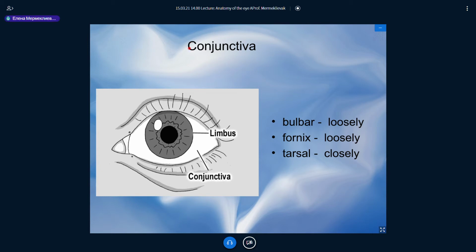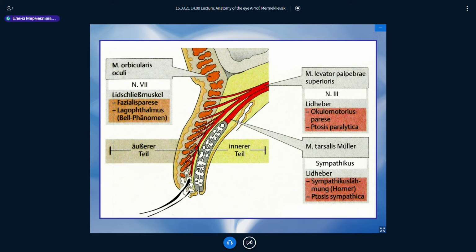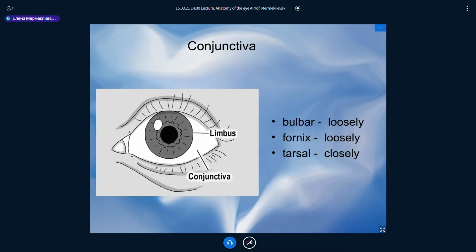Another part of the adnexa is the conjunctiva. We have the bulbar conjunctiva that covers the eyeball. The fornix is in this part inside. And the tarsal conjunctiva, we have already seen the tarsal plate, but this is the tarsal part that covers the eyelid from inside.